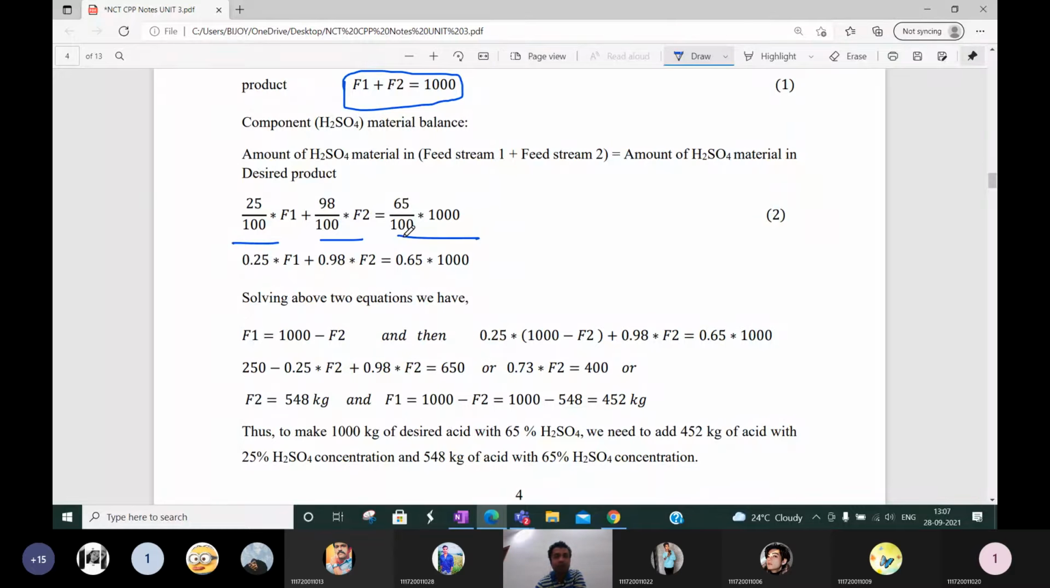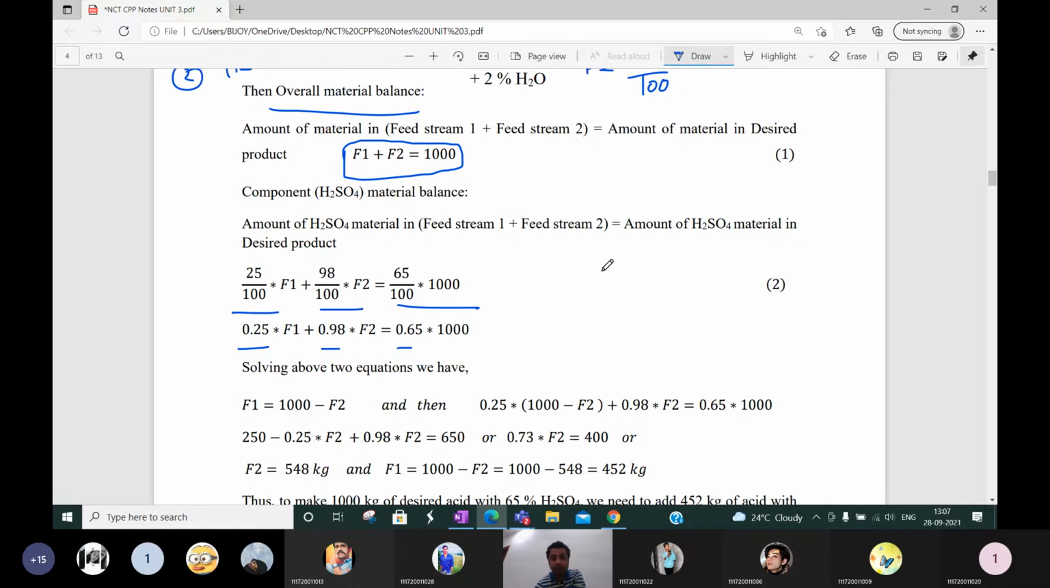Okay, simple. Then by 25 by 100 we can write 0.25, 0.98 and 0.65 corresponding to these values. Now we have two equations. What are the two equations? F1 plus F2 is equal to 1000, and 0.25 F1 plus 0.98 F2 is equal to 650.